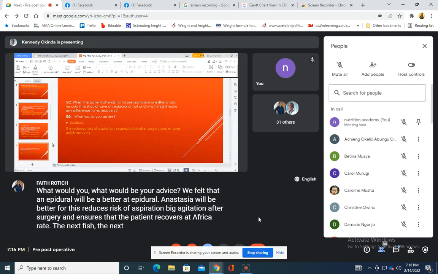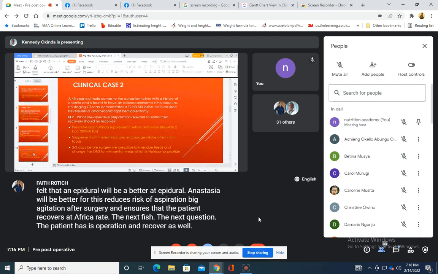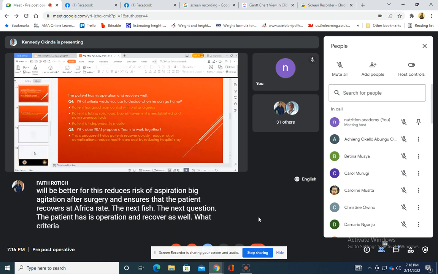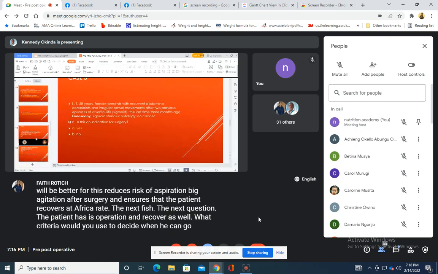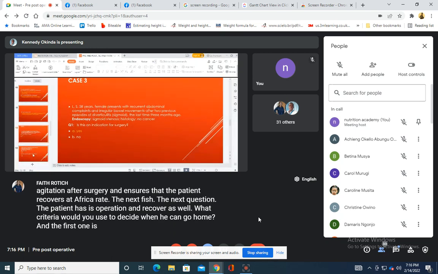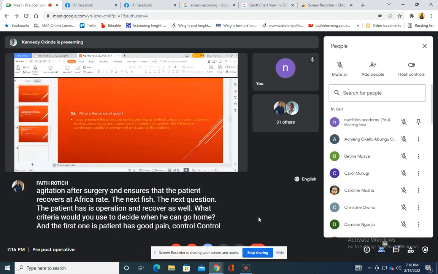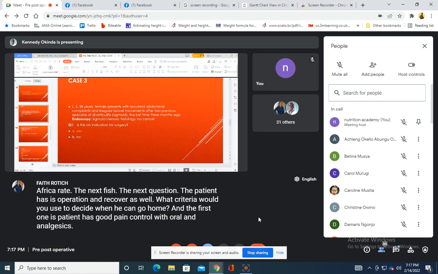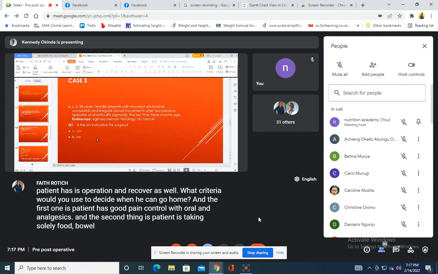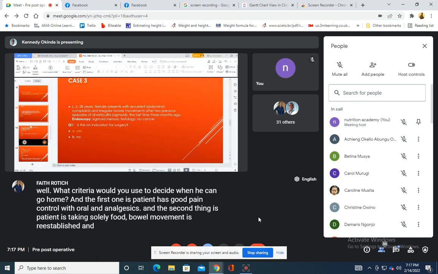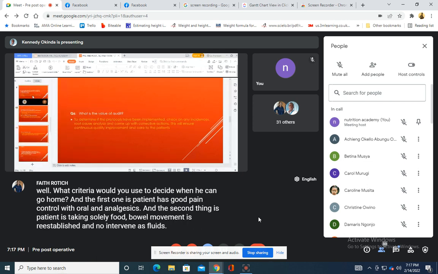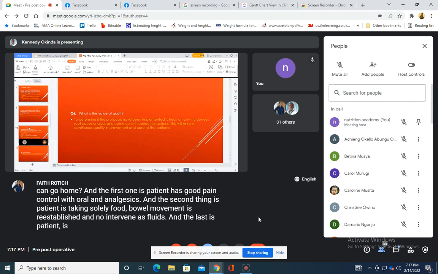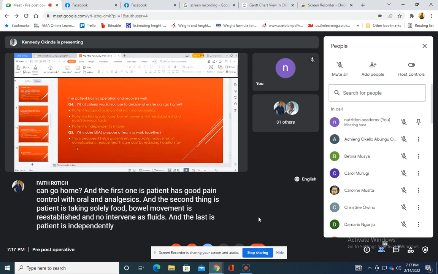The next question, the patient has his operation and recovers well. What criteria would you use to decide when he can go home? The first one is the patient has good pain control with oral analgesics. The second thing is the patient is taking solid food, bowel movement is established, and no intravenous fluids. And the last is the patient is independently mobile.